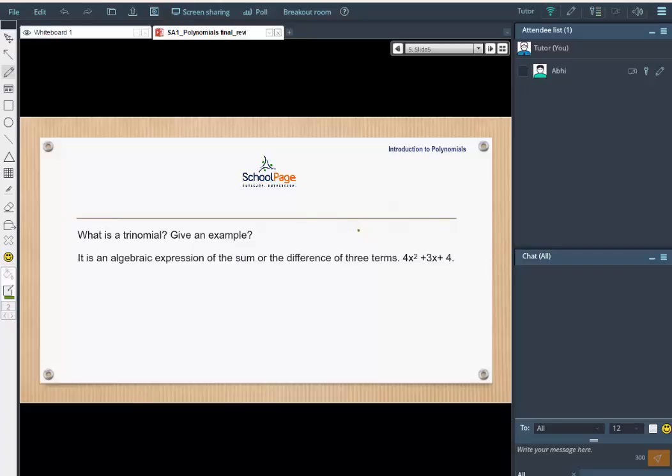I'll write it down. X to the power of 5 plus x to the power of 4. See, it should have only three terms. Plus 5. So now your expression has three terms, x raised to 5, x raised to 4 and 5. So this is a trinomial. I have given one more example over here, but whatever example you gave was also correct.